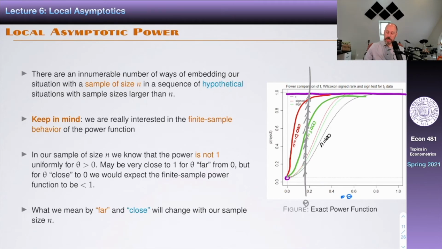However, when we look at this picture, the power curve looks like this in this case. And so regardless of the actual shape, we see that the power is close to alpha when you're close to the null, and close to 1 when you're far from the null. The question is, what do we mean by far and close in general? Can we do an approximation that captures what it means to be close and far from the null? And that's what we're going to try to do.